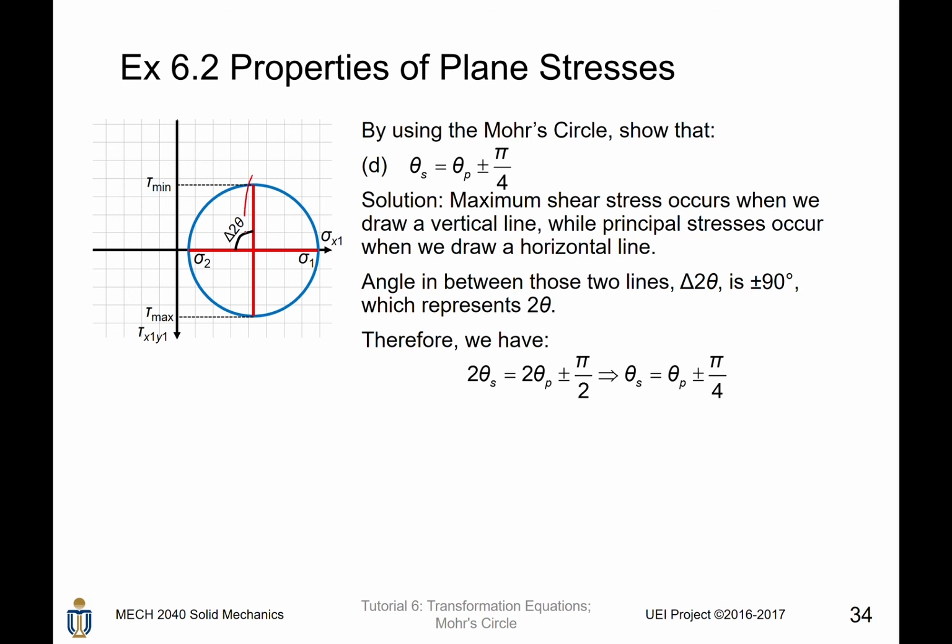For this vertical line, it represents the occurrence of maximum shear stress, while for the horizontal line, it represents the occurrence of principal stresses. The angle between those two lines is given by delta 2 theta. That is 2 theta s equals 2 theta p plus minus delta 2 theta, while delta 2 theta equals pi over 2. That means theta s equals theta p plus minus pi over 4. Because no matter how you rotate this line, counterclockwise or clockwise, you are able to draw those two lines.